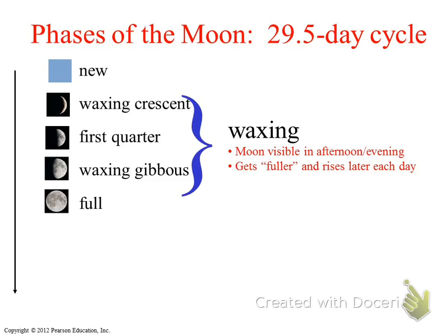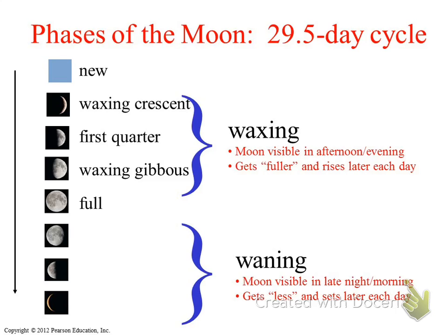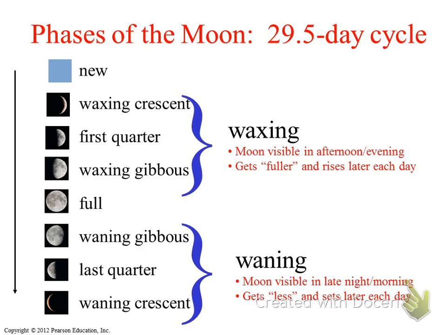Then we have a waxing crescent, first quarter, waxing gibbous, full moon. And then we go from full back towards new. Since the full is as big as it gets and it's getting less and less, we use the term waning. So first it's a full, then a waning gibbous, then a third or last quarter, then a waning crescent, and then new. Is that all right?